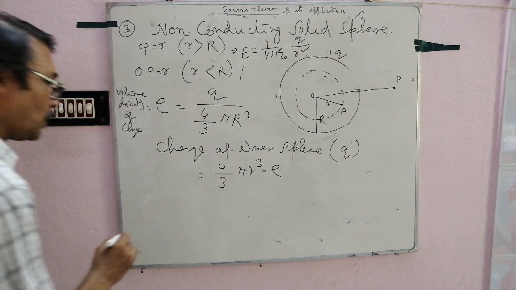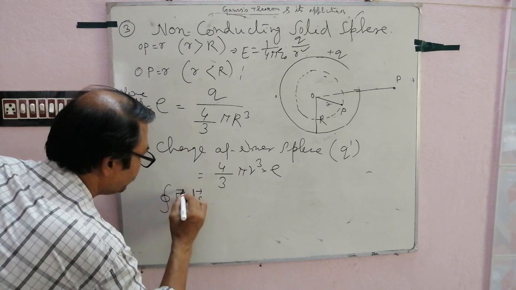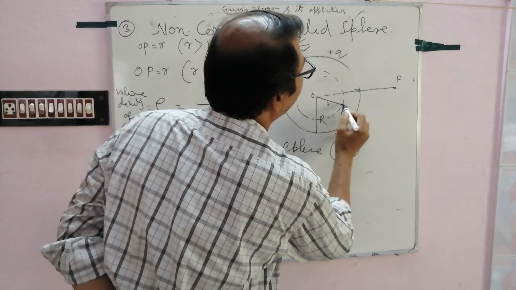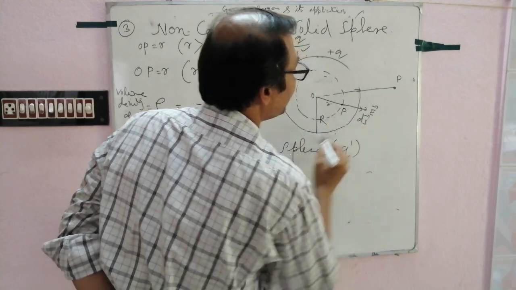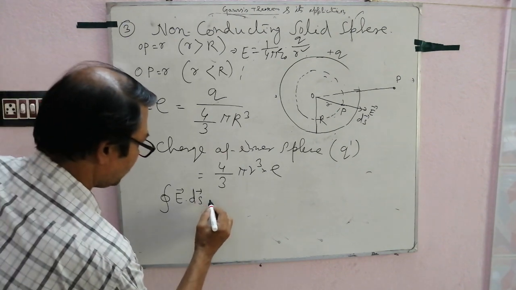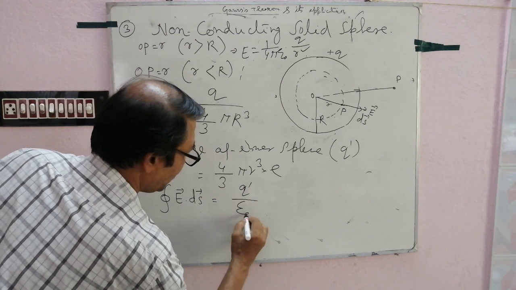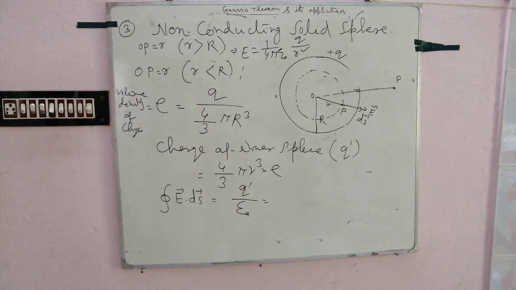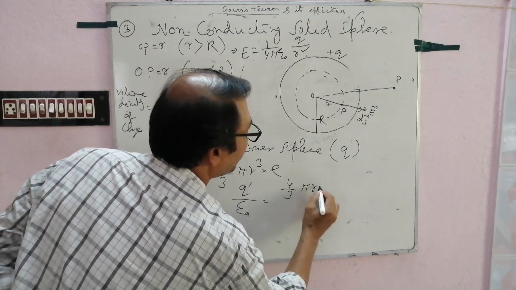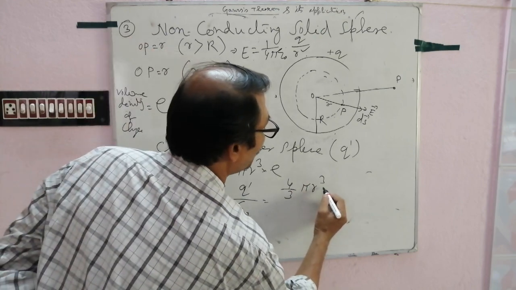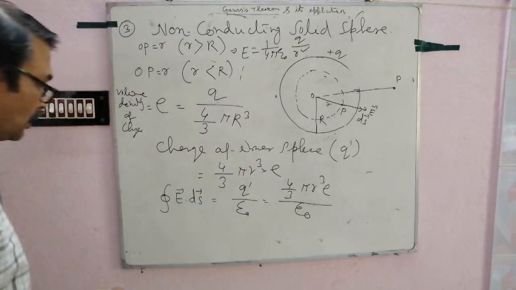Now we apply the Gaussian law, integration of E dot ds. Here the direction of E and ds are in the same direction, equal to Q dash by epsilon naught. Put the value of Q dash, 4/3 pi r cube rho, by epsilon naught. Now follow.